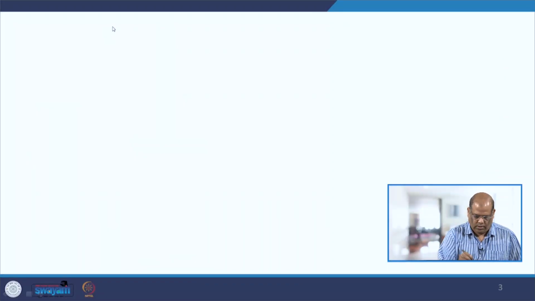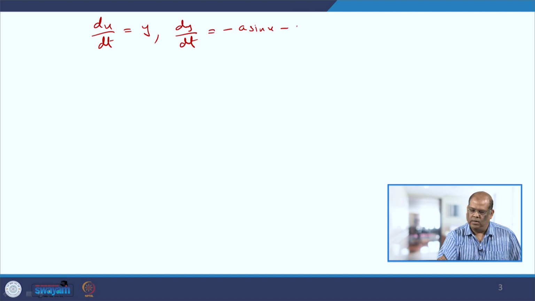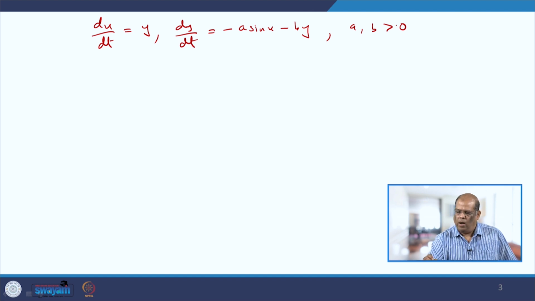So, to start with, let us consider the dynamical system dx/dt equal to y and dy/dt is equal to minus a sin x minus by, where a, b are constants greater than 0. So, if you recall the Lyapunov function, which we have taken to be V(x,y).